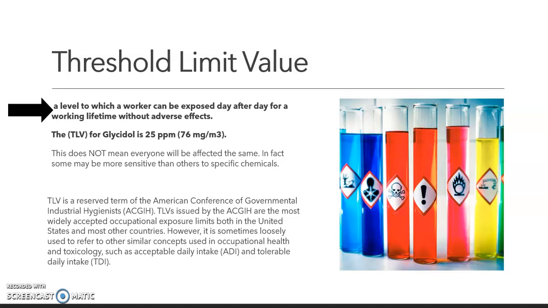Threshold limit value: a level to which a worker can be exposed day after day for a working lifetime without adverse effects. The TLV for Glycidol is 25 parts per million. With that being said, this does not mean everybody will be affected the same. In fact, some may be more sensitive than others. So just like allergies, medications, things like that, it's not going to affect everybody the same. Some people could be affected worse than others.